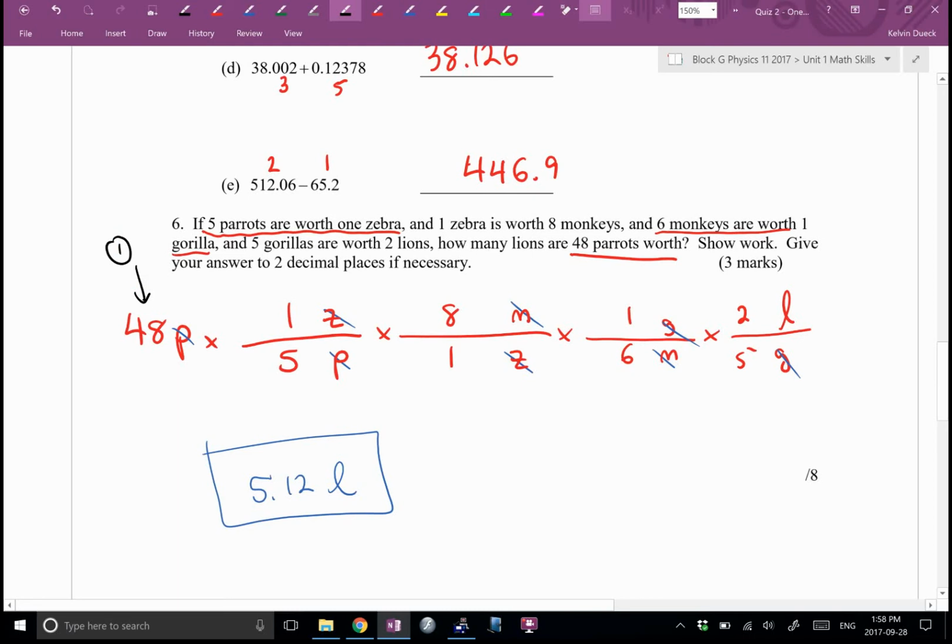So if you got this wrong, but you were clever enough to at least try my method, 48 parrots, that gets you 1 mark. If you tried building a chain, even if you did your chain wrong, if you tried building a long conversion chain, I will give you 1 more mark. So you can get 2 out of 3, even if you got the wrong answer, just by saying, hey, Mr. Dewick, I tried your method because it's worth trying.